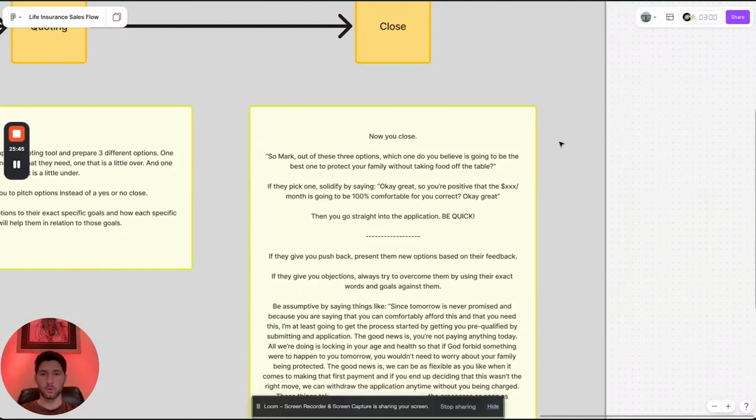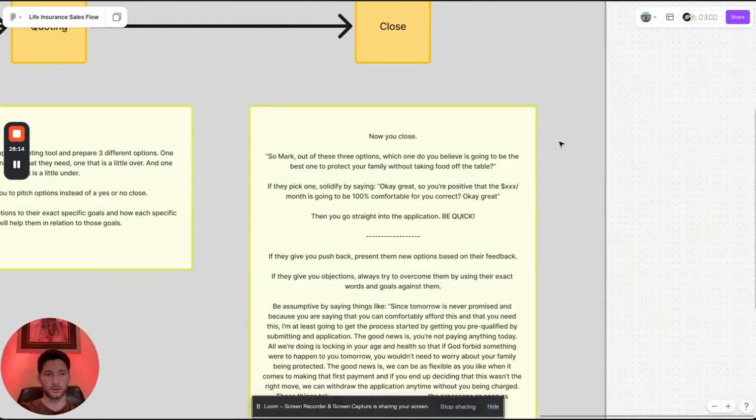So if they pick one, you're going to solidify by saying, okay, great. So you're positive that the $125 a month is going to be 100% comfortable for you, correct? Okay, great. The reason we do this is because you want to make sure that whatever they end up choosing, they are 100% rock solid on, because you don't want them to get off the call and then tomorrow be like, that's a little bit too much, cancel, free look, chargeback.